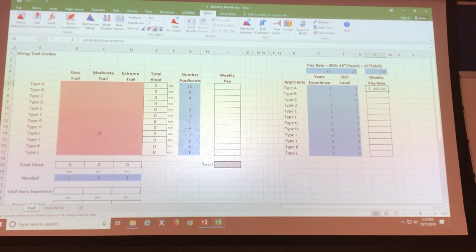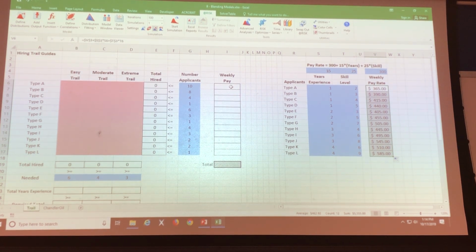So a type A person would make $365 a week, whereas a type L person would make $585. Pretty big difference there. So if you don't have to have the more expensive people, don't hire the more expensive people. Only hire what you need. Because you're in charge of a little business and that's how that works. You're gonna be trying to not spend more than you have to.